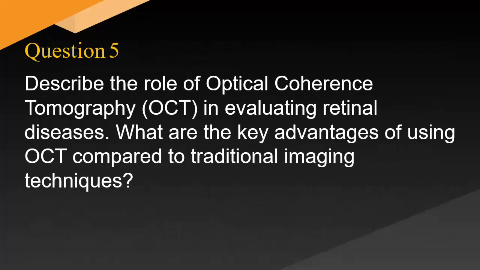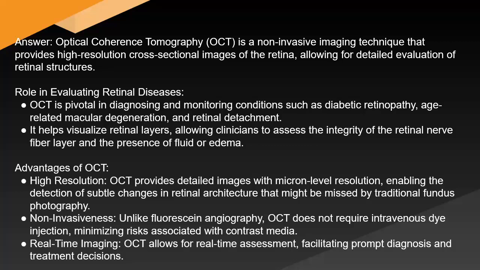Describe the role of optical coherence tomography (OCT) in evaluating retinal diseases. What are the key advantages of using OCT compared to traditional imaging techniques? Answer: optical coherence tomography (OCT) is a non-invasive imaging technique that provides high-resolution cross-sectional images of the retina, allowing for detailed evaluation of retinal structures.